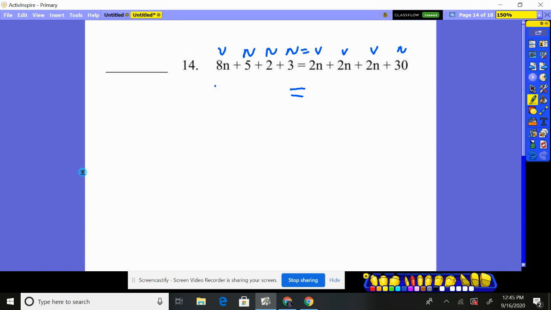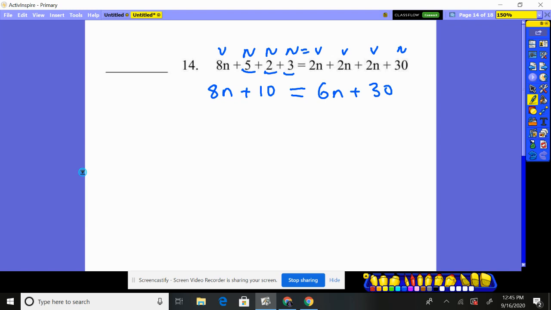So on the left, well, there's just 8n. There's no other variables to go with it. But you have 5 plus 2 plus 3. That ends up being 10. On the right, I have 2n plus 2n plus 2n. That's 6n's plus the number 30. So now I have combined everything that can be combined.